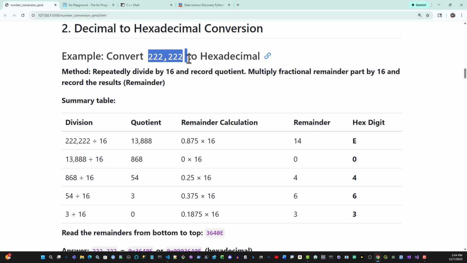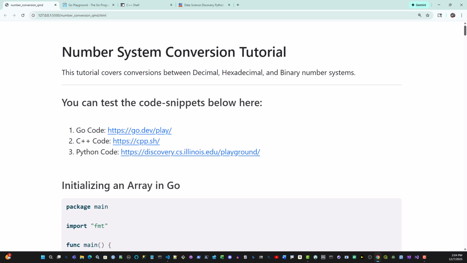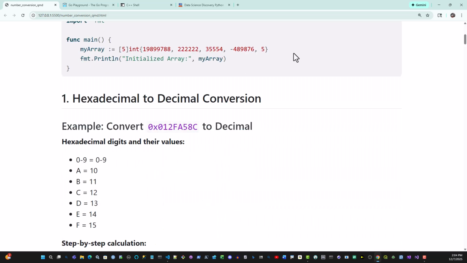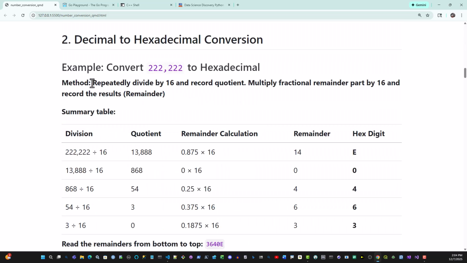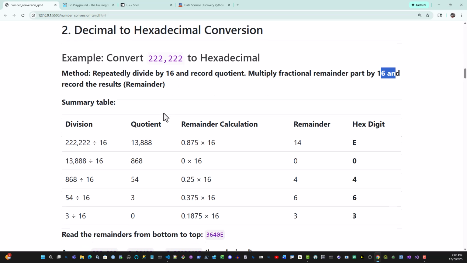Let's take the second number in the array, 222,222. So that's this number right here. We're going to repeatedly divide by 16 and record the quotient. Now that would be the whole number we're ending up with. Then we're going to have a decimal portion of a number, which is called a fractional remainder. We're going to multiply that fractional remainder by 16. So the first one we divide, and the second one we multiply. So let's see what that will look like.